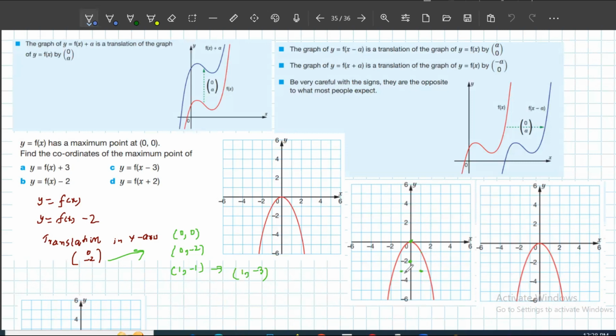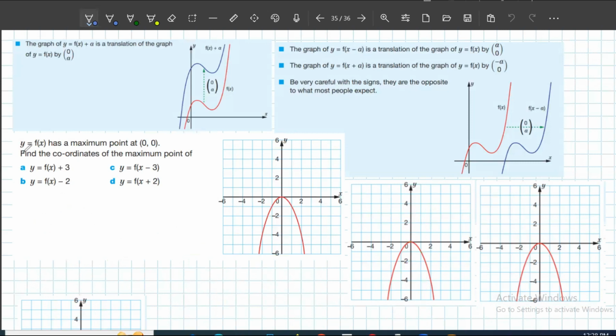So I hope your curve is moving like that. The new curve moves like that, like that. So 3 units down. Okay, sorry, 2 units down. Now next we will try x-axis transformation and see how to apply the concept.